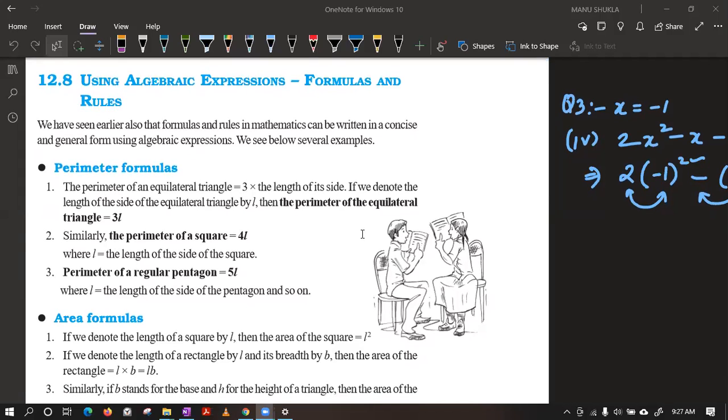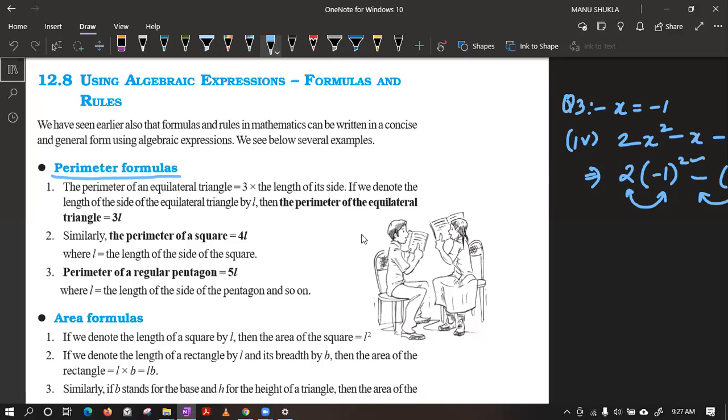Now, what is this? They are telling the perimeter formulas. The perimeter of an equilateral triangle is 3L. This too we all know. What is perimeter, class? Anyone? What do you mean by perimeter of a figure? Okay, Rishi, I will give you a chance. First, tell me what do you mean by perimeter? Yes, it is actually the length of the boundary.